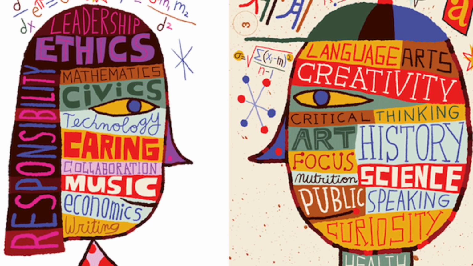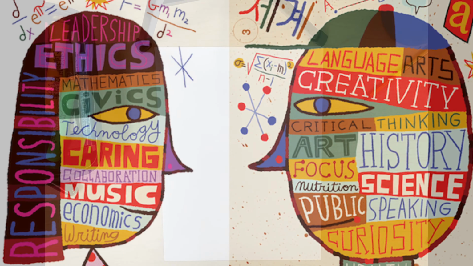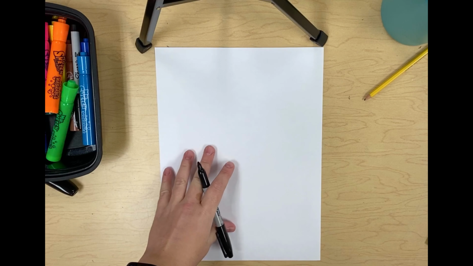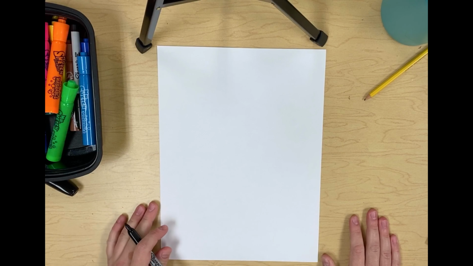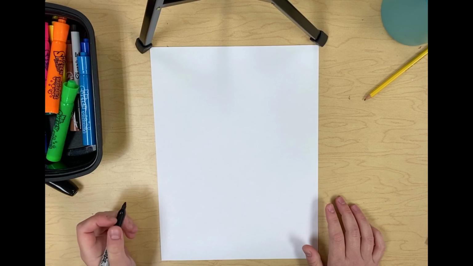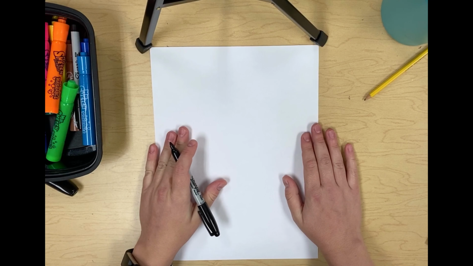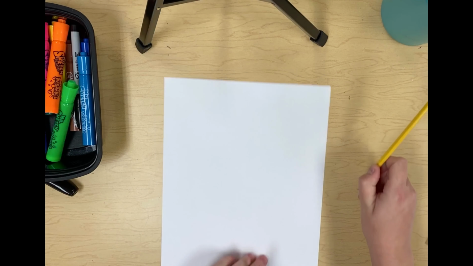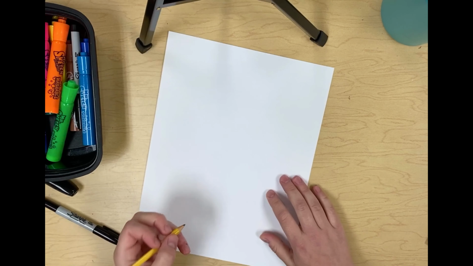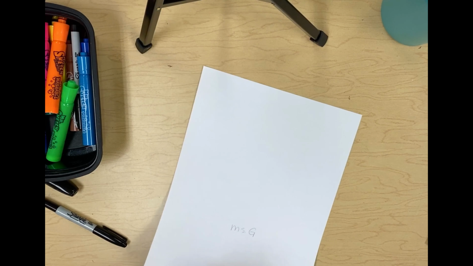Why do you think Nate Williams uses a lot of different words on his portraits? All right, let's get started on our Nate Williams inspired portraits. Hold your paper the tall way, that's vertically, and the first thing that we're going to need to do is write our names on the back of the paper. Use a pencil to do this part. Write your name on the back, and then flip your paper over.